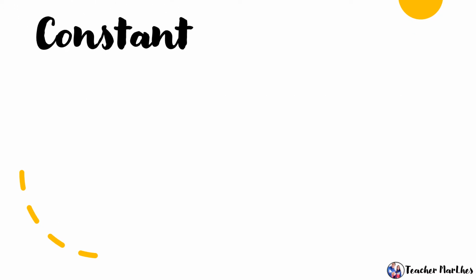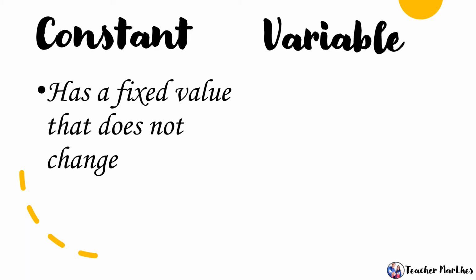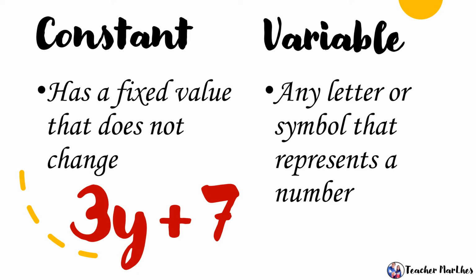Now, let's define constant and variable. When we say constant, it has a fixed value that does not change. And variable is any letter or symbol that represents a number. In 3y plus 7, 7 is the constant and y is the variable.